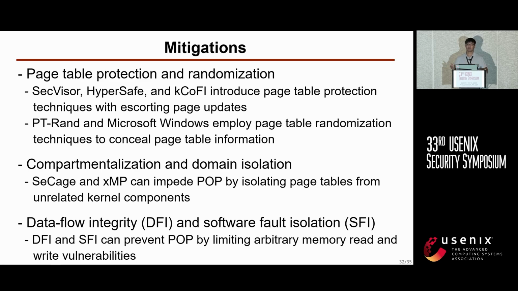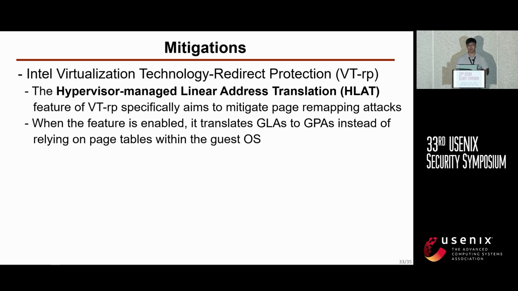There are several potential mitigations against POP, as you know, such as page table protection, kernel compartmentalization, and data flow integrity. But in our view, the redirection protection feature from Intel can provide a fundamental solution to prevent page remapping attacks like POP. This feature includes hypervisor-managed linear address translation, which translates guest logical address to guest physical address instead of page tables. And now I also think, unfortunately, this will also be scrutinized by many researchers here because of this presentation.